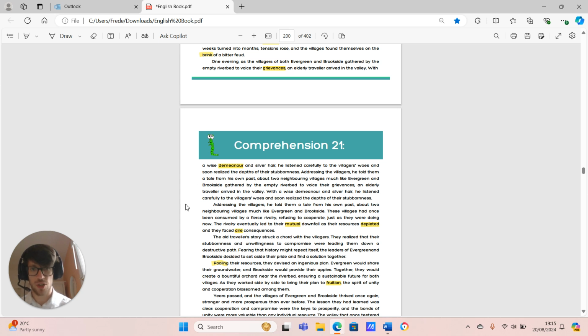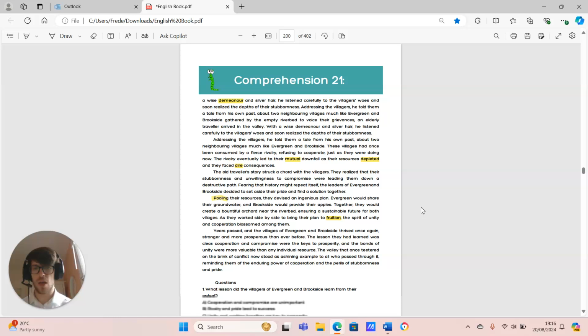We've had a printing error here, so jump down to the next paragraph. Addressing the villagers, he told them a tale from his own past about two neighbouring villages, much like Evergreen and Brookside. These villages had once been consumed by a fierce rivalry, refusing to cooperate, just as they were doing now. The rivalry eventually led to their mutual shared downfall as their resources depleted, reduced drastically, and they faced dire, extremely negative consequences. The old traveller's story struck a chord with the villagers.